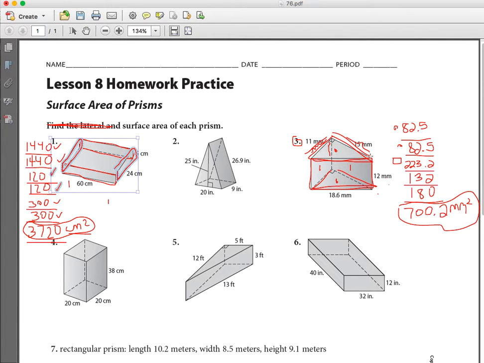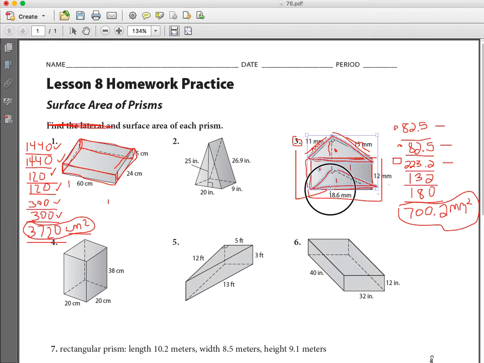To find the area of a triangle, you take base times height divided by 2. So 11 times 15 divided by 2 is 82.5. So there's the triangle on the top, there's the triangle on the bottom. Next, I have some rectangles. I have this one up front here that's 18.6 times 12. 18.6 times 12 is equal to 223.2. So that is the rectangle in the front.